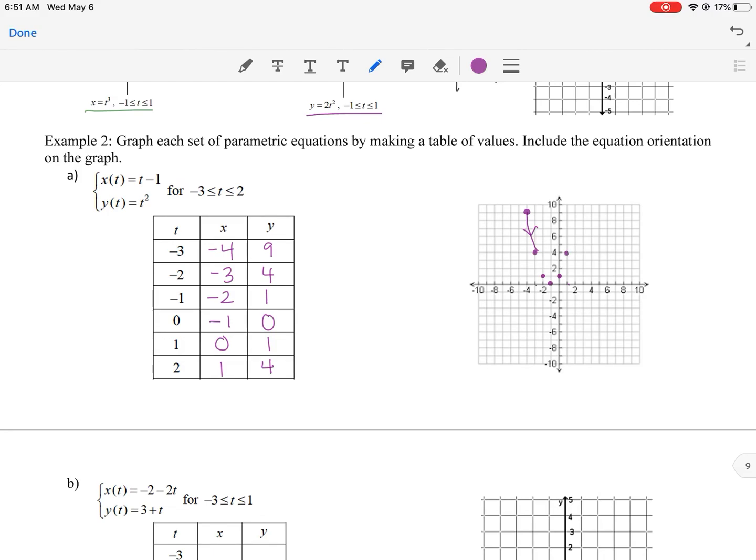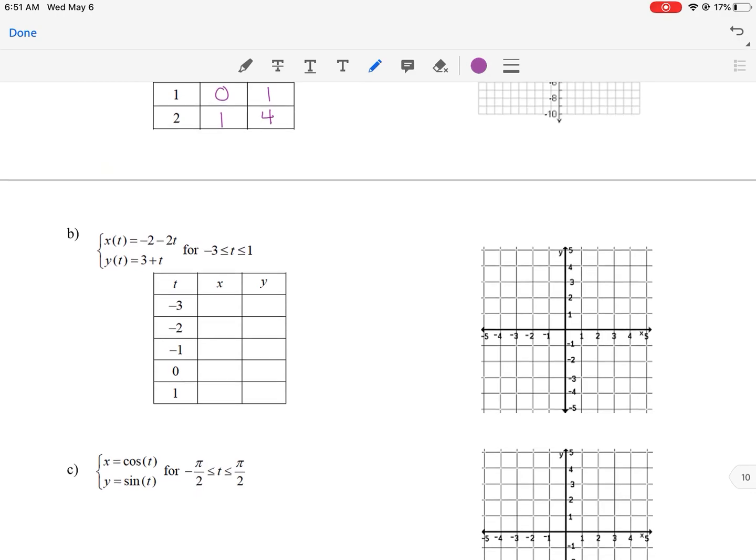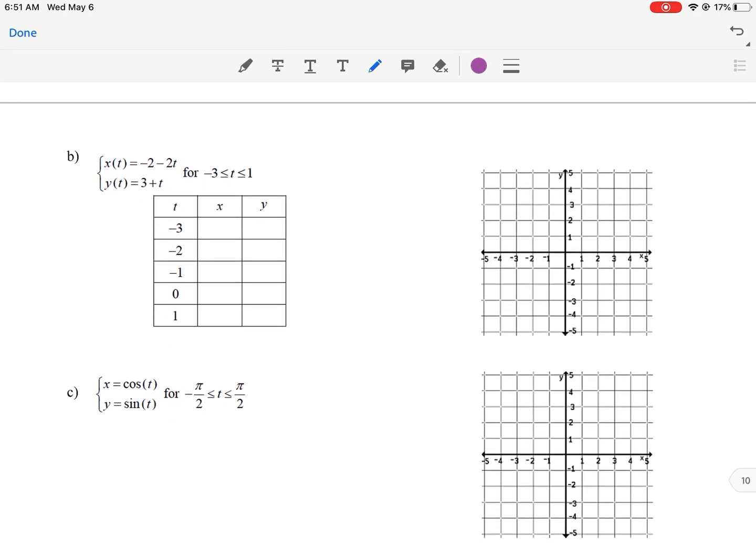So at the end, you may see a little bit better that this is a parabola, right? Or a part of a parabola, and then that's the orientation. Okay, look at this next one, same idea. So for our x's, we're going to do -2 minus -2t. So let's do that with the table of values. So -2 minus -2 times -3 is -2 plus 6, so we get 4.